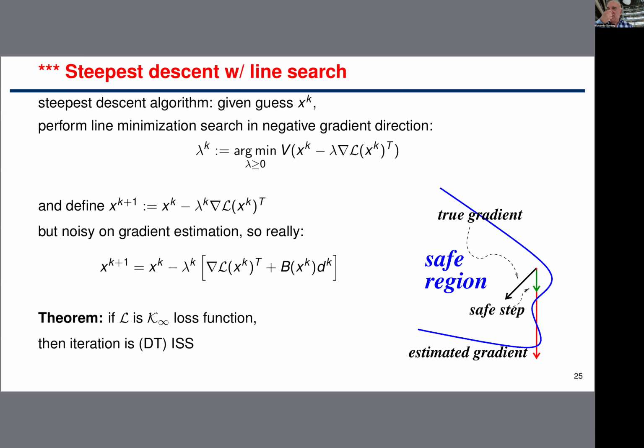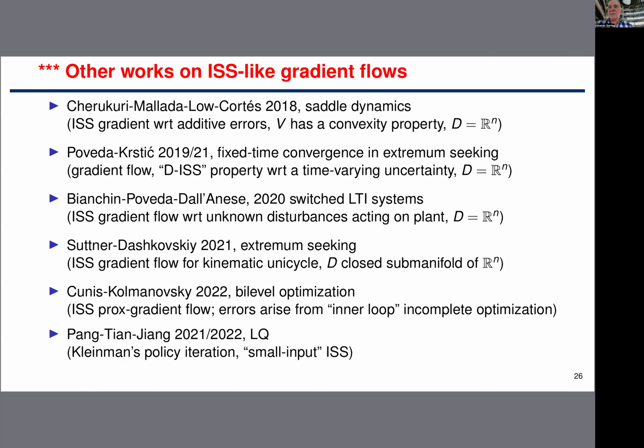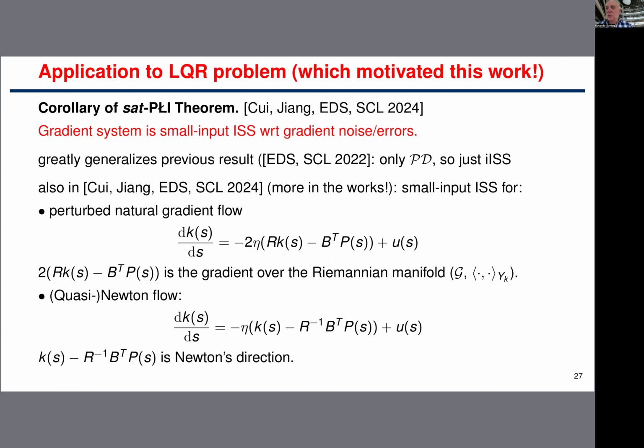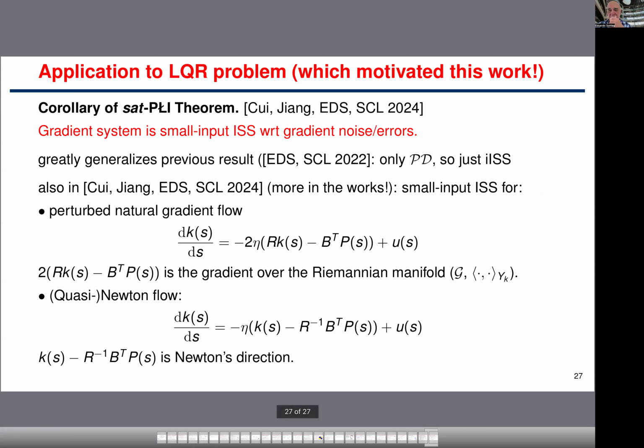So I don't think I need to say much about this. Let me just conclude my part of the talk by saying that the theorem with Leilei and Champagne shows that the gradient system is small input ISS in the case of the LQR problem. I'll let Leilei take over now, and maybe we should leave the questions for the end. Is that okay? So I'm going to stop the share.